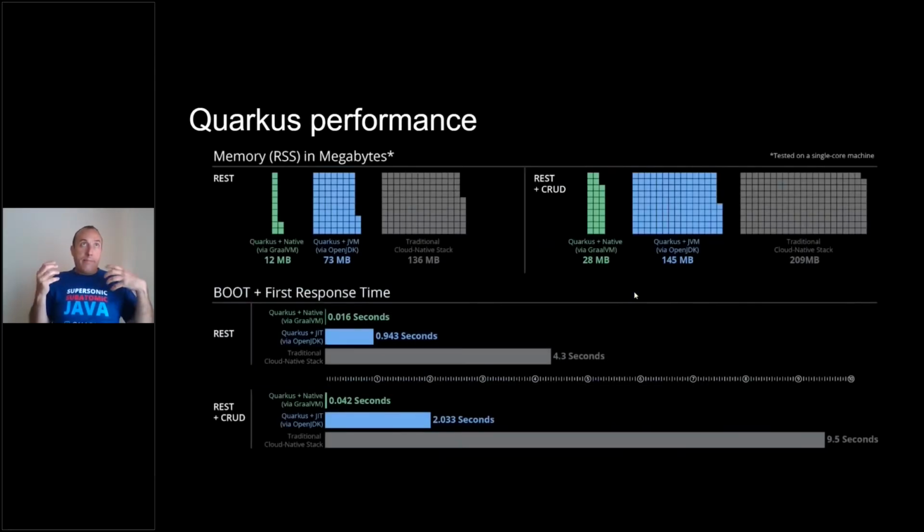About the commonly used chart to show Quarkus capabilities, if we compare with the traditional cloud native stack, it takes around 140 megabytes of memory. If we go to Quarkus, we are reducing that to half. That's also important. But if we go to native, we are having 1/10.